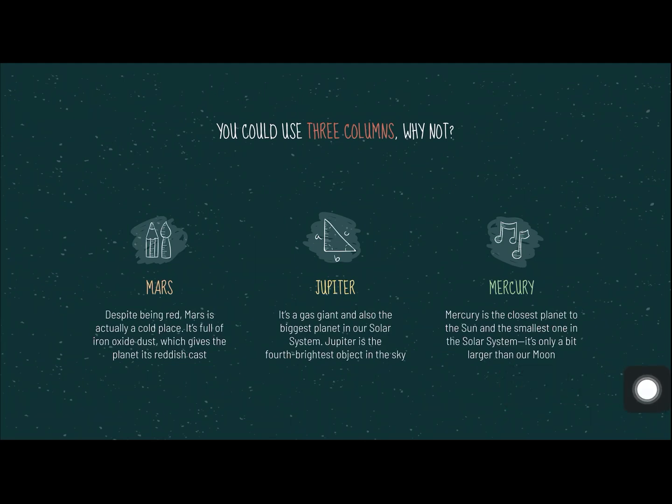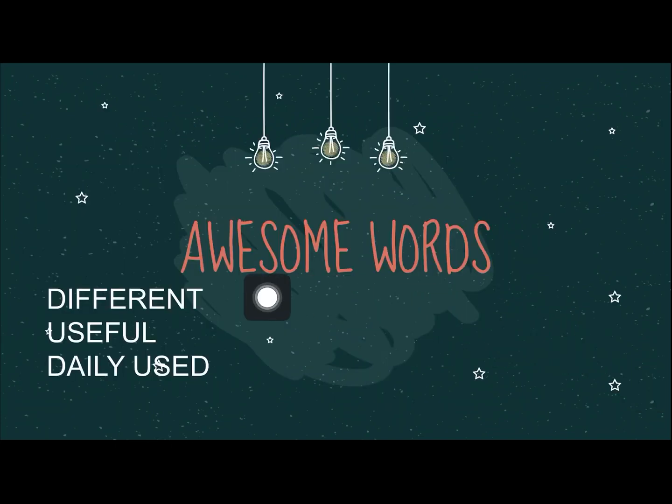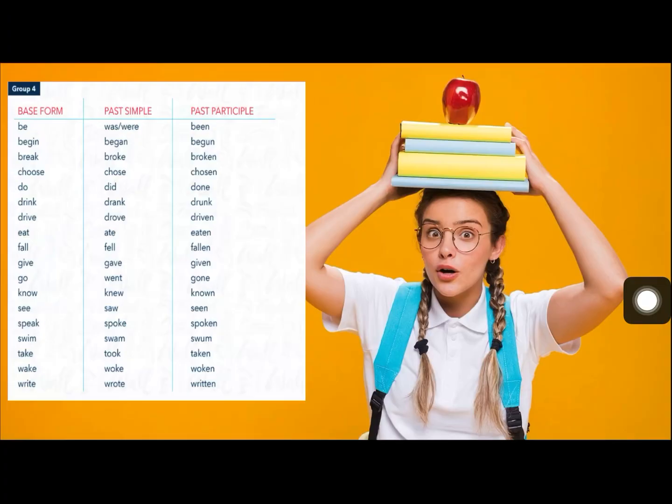Okay. We have the past simple, we continue with this. The purpose of the past simple is to talk about things that happened or existed before now. That is not today. That is not in current time. That was in the past, like yesterday, last year. For example, they use awesome words. What are the awesome words? Like extraordinary words. Different, useful, and daily used.